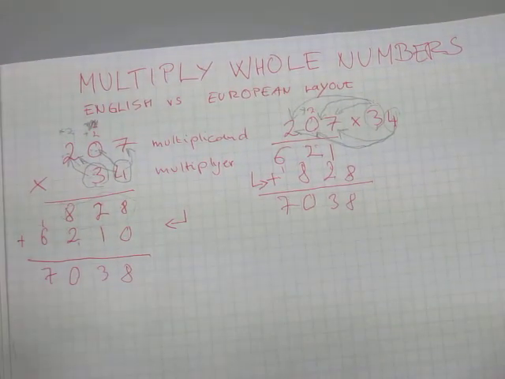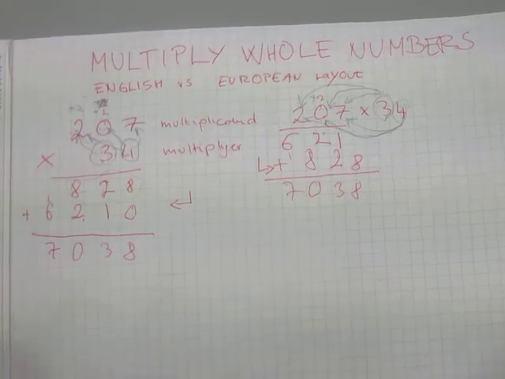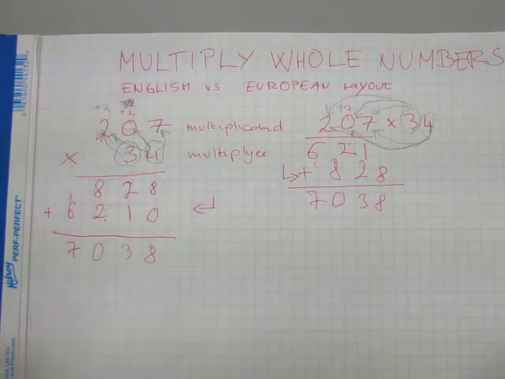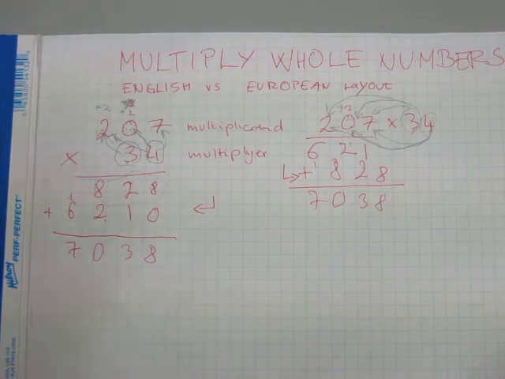7,038, either way. That's how numbers multiply in writing with the English and European layouts. It's got to be the same. It's got the same concept built into it. They are just laid out differently. Use any of them, it doesn't matter. It's got to have the same result.